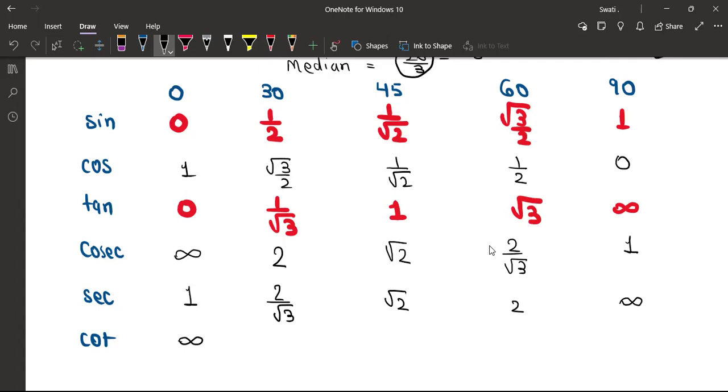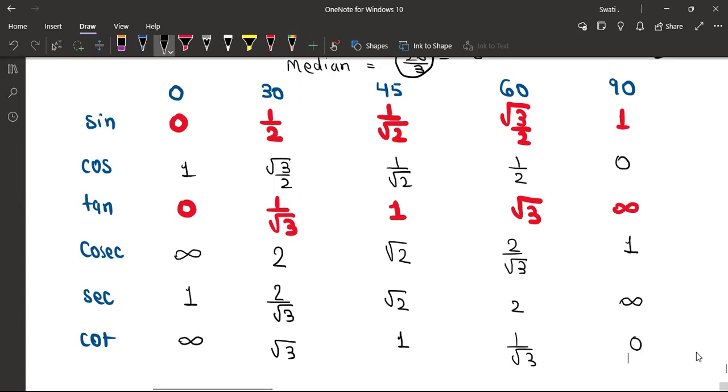Root 3. That's correct. Cot 45: 1. That's correct. Cot 60: 1 upon root 3. And what is cot 90? 0. That's correct.